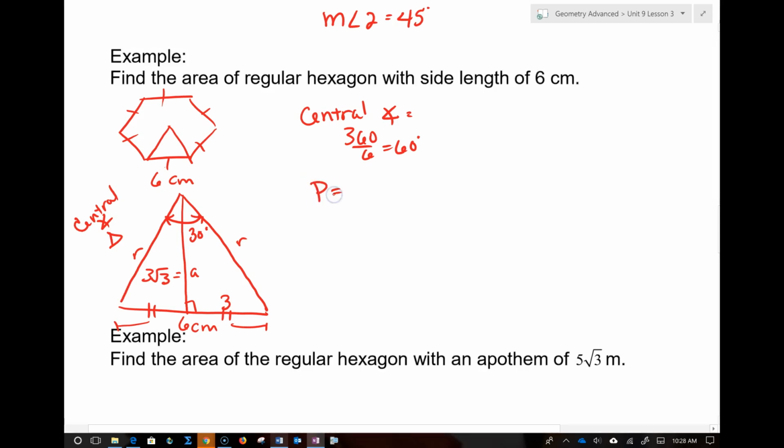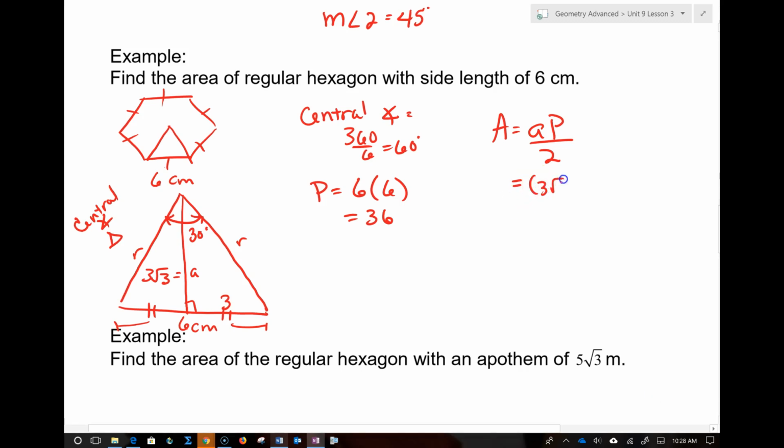So the perimeter is easy, though. I have 6 sides because it's a hexagon. The side has length 6. It's just going to end up being 36. I have everything I need now. I have my apothem. I have the perimeter. You write down your formula. Put the work directly below it, not beside it, not above it, not somewhere else, directly below it.